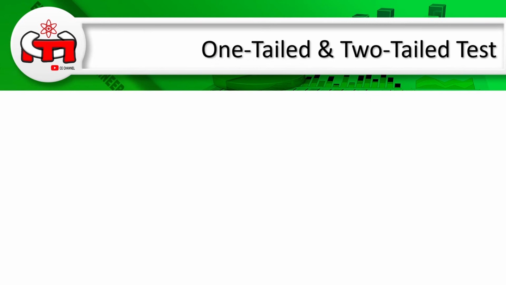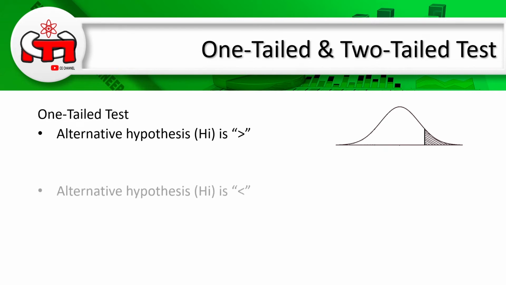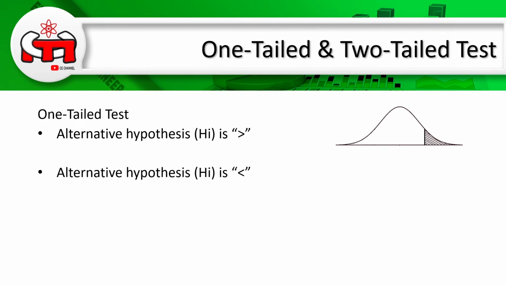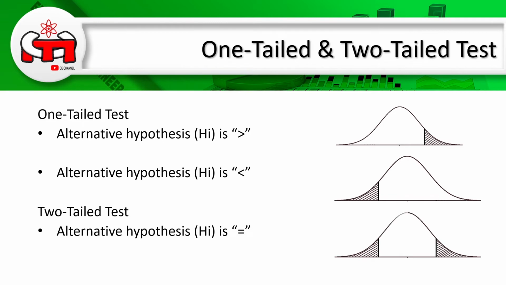Let us proceed to the topic, one-tailed test and two-tailed test. For a one-tailed test, if the alternative hypothesis, H sub I, uses greater than, in the normal curve the rejection region is on the right side. Again, one-tailed test, if the alternative hypothesis, H sub I, uses less than, the rejection region is on the left side. If the alternative hypothesis, H sub I, uses equals, the rejection region will be located on both sides.